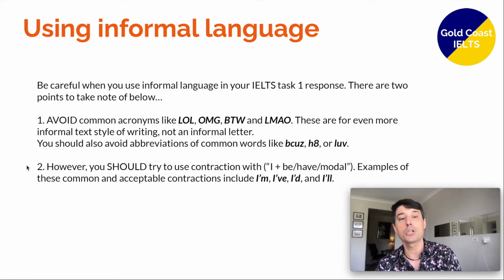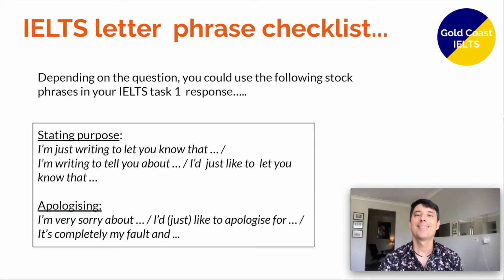Point number 2. However, you should try to use contractions with I plus be or have or a modal. This is a great trick in the informal letter and it's super easy to use. So some examples of these common and acceptable contractions include I'm, I've, I'd, and I'll. Next, let's check out an IELTS letter phrase checklist.